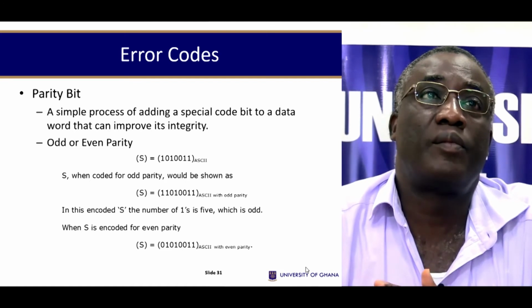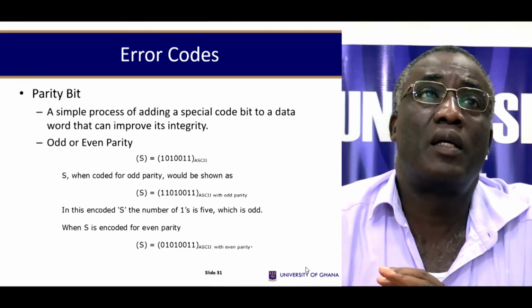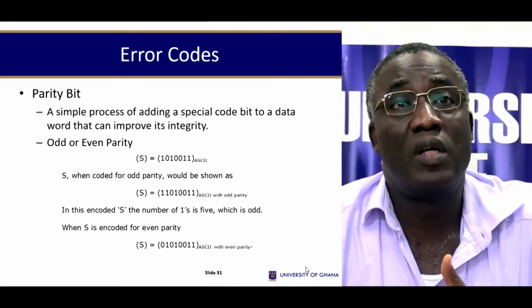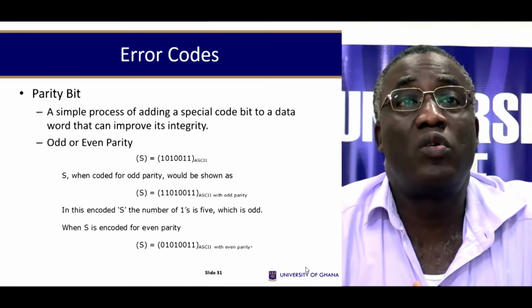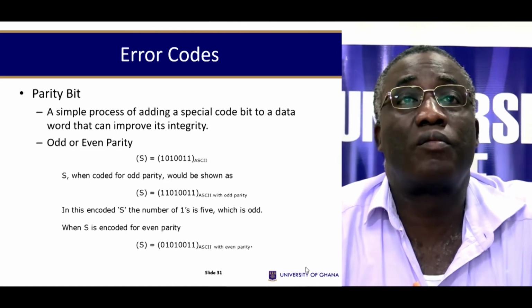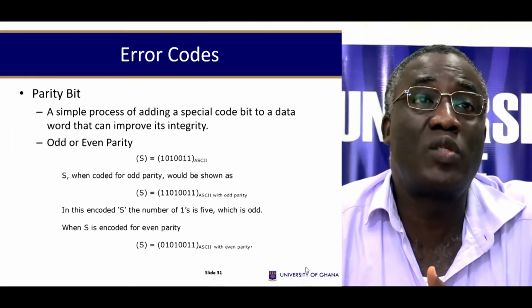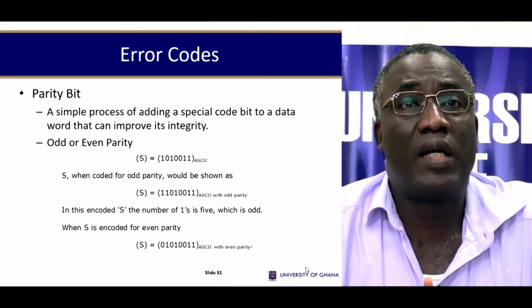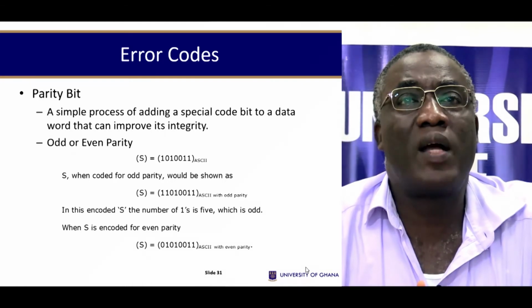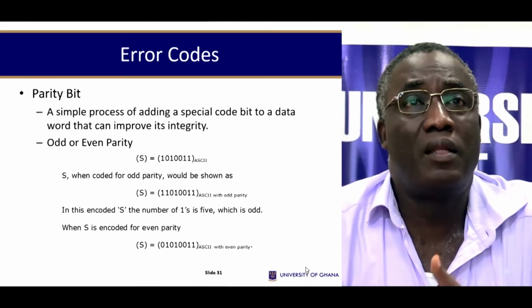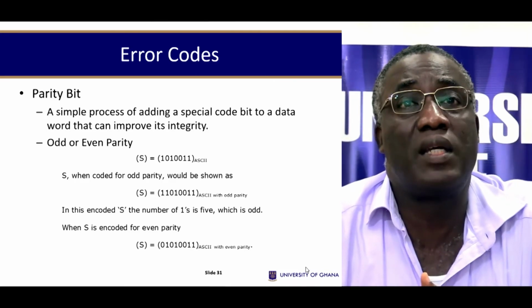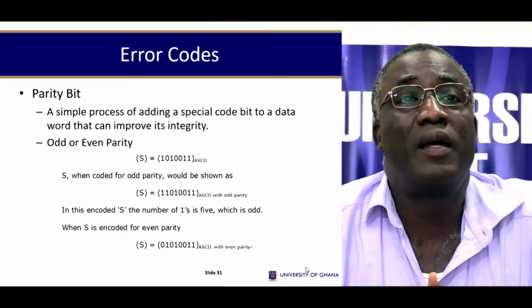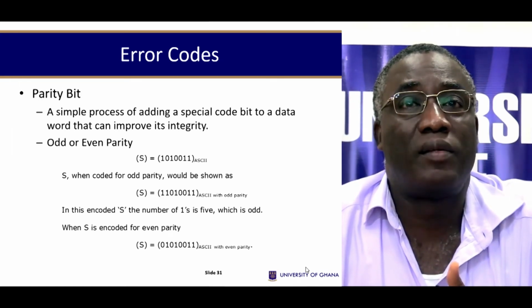There's a parity bit. In this case, it is a simple process of adding a special code bit to data to improve its integrity. So for example, in the ASCII code, you have 7 bits that are used. Now what you can then do is add an extra bit to make it 8 bits. Then you count the number of ones or zeros in the message that you want to send, and depending upon whether the ones are even or odd, you add an extra 1.